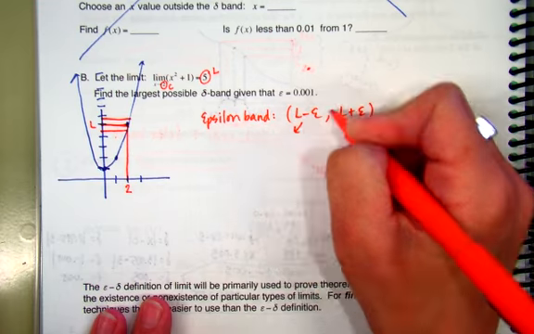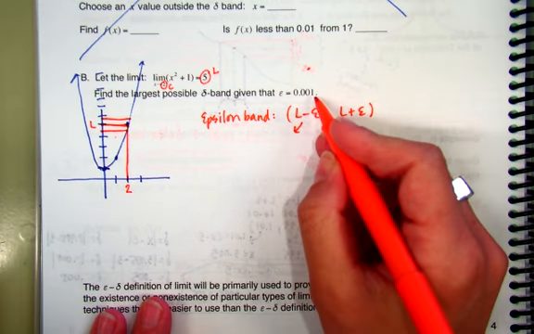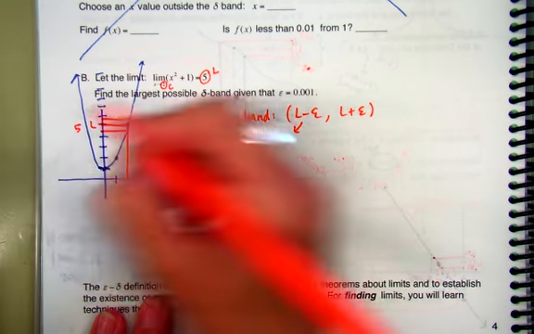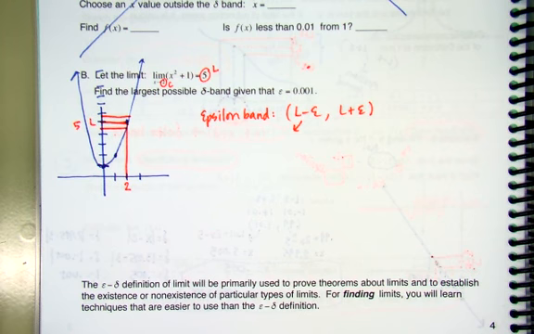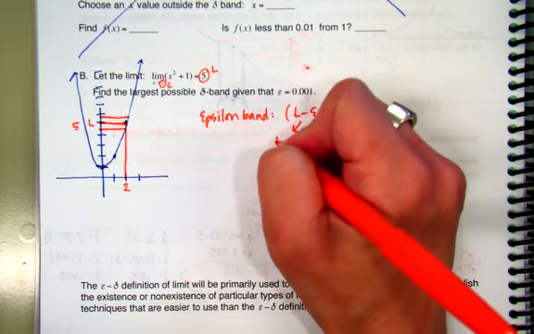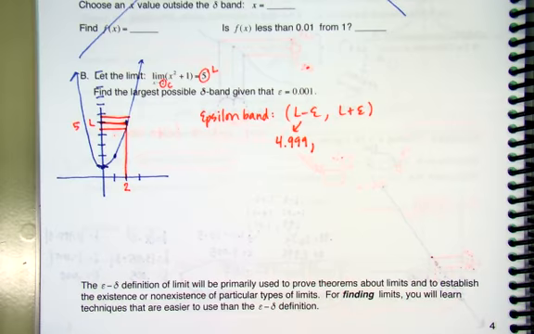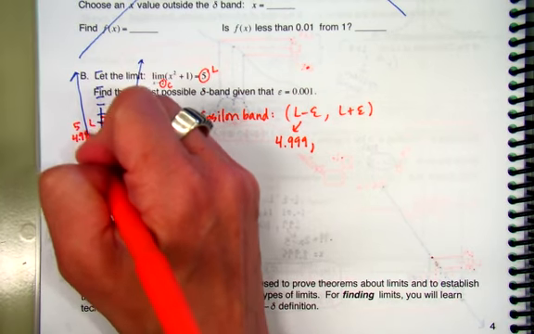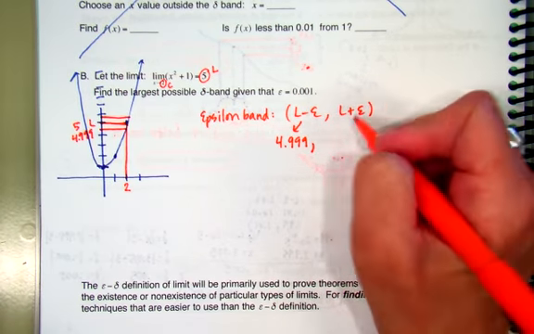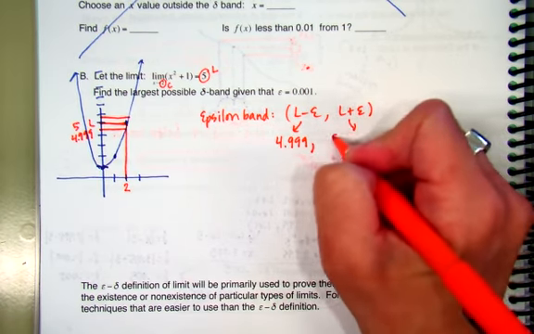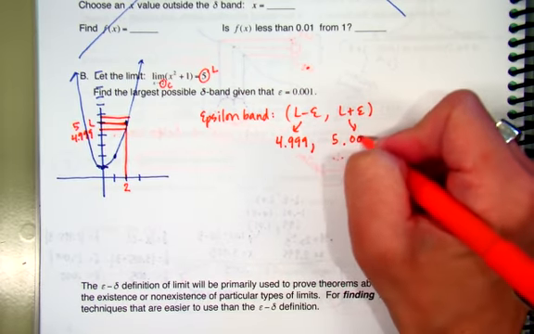So when I subtract it, what was L again? 5. So 5 minus 0.001. Just be really careful with your decimals because sometimes it's 0.01, sometimes it's 0.001, sometimes it's 0.0001. So be careful with those and make sure you found the right thing. So 4.999. And then if I add it, I would get 5.001.